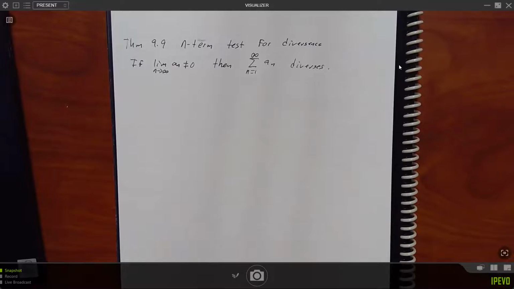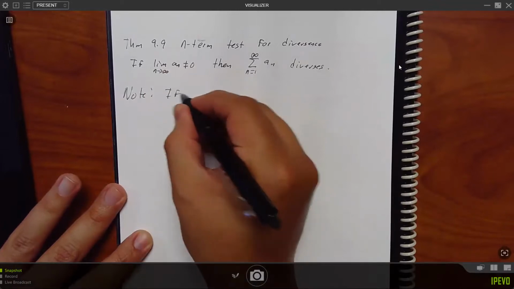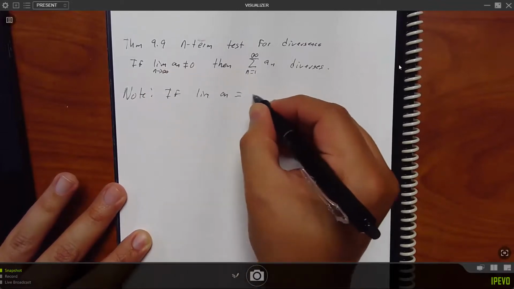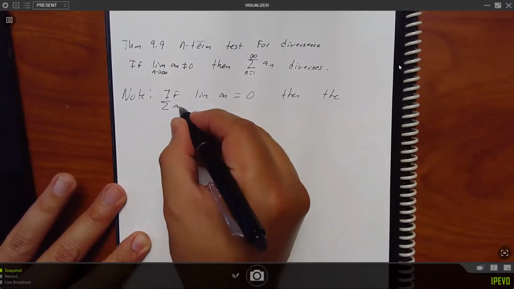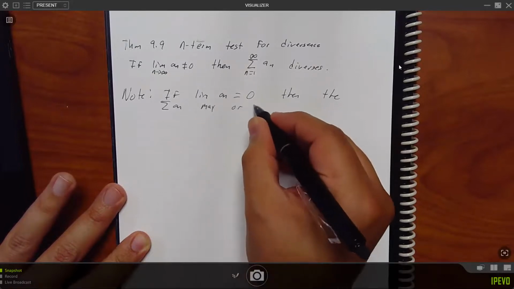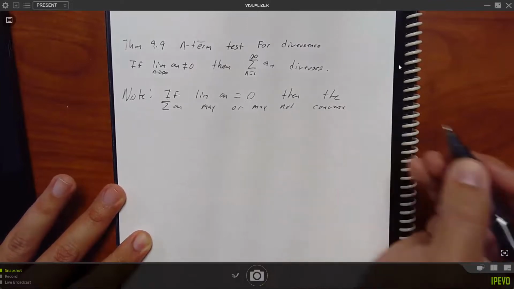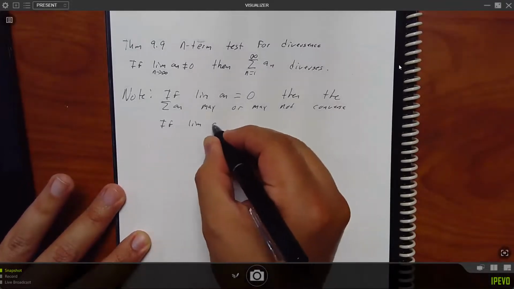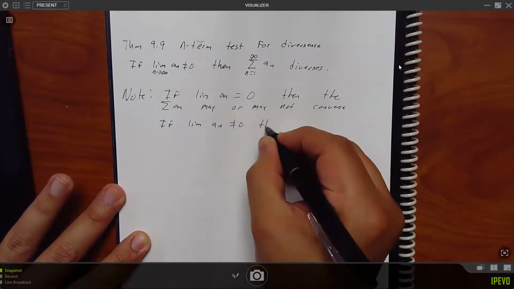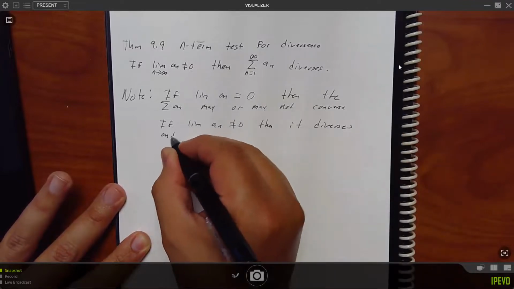Okay, so let me put that in writing for you. If this is a note for you, if the limit of a sub n is equal to 0, then the series of a sub n may or may not converge. We have no idea. If the limit is not 0, then it diverges and you are done.